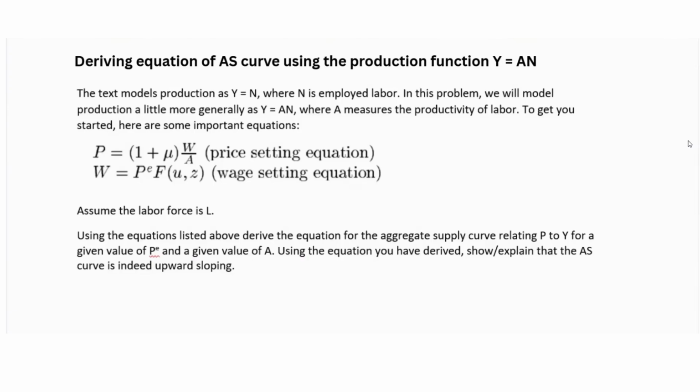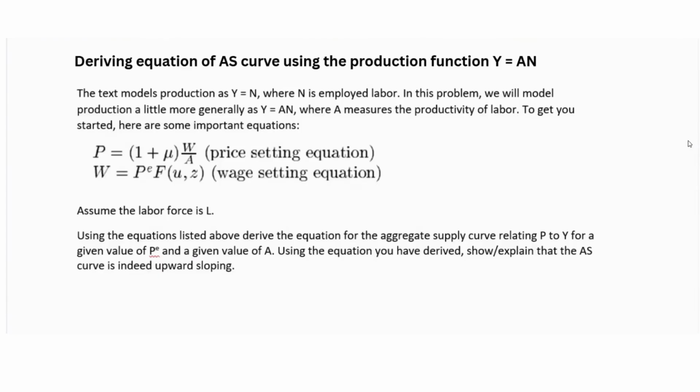In the text, the AS curve is derived using the production function Y = N, where we're assuming that to produce one more unit of output, you need one more worker. But now let's look at the derivation of the AS curve equation using the production function Y = AN.